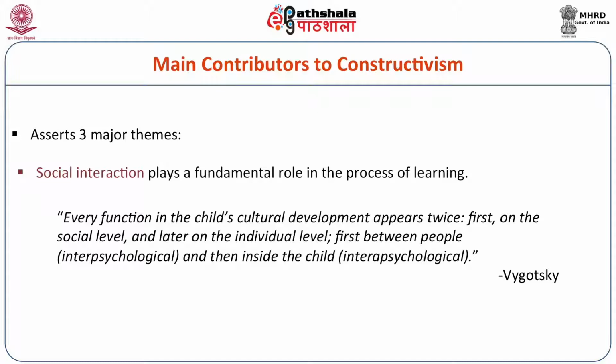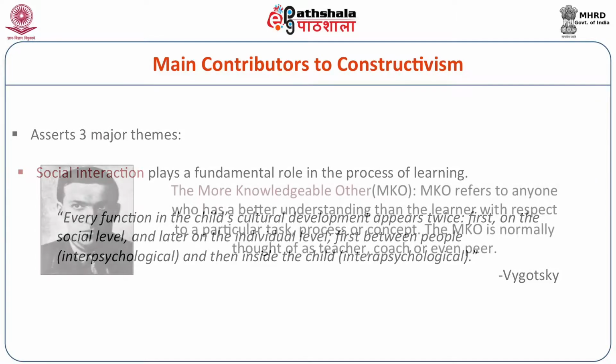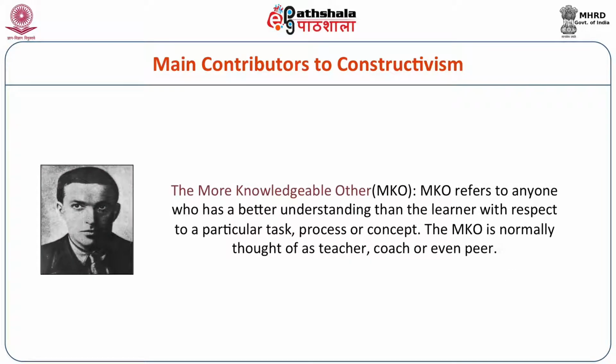Every function in the child's cultural development appears twice. First on the social level and later on the individual level. First between people, that is interpsychological, and then inside the child, that is intrapsychological. That was said by Vygotsky. He said the more knowledgeable other, MKO, refers to anyone who has a better understanding than the learner with respect to a particular task, process or concept. The MKO is normally thought of as teacher, coach, or even he may be your friend, someone from your peer group.